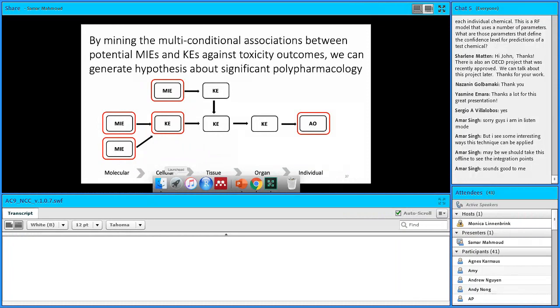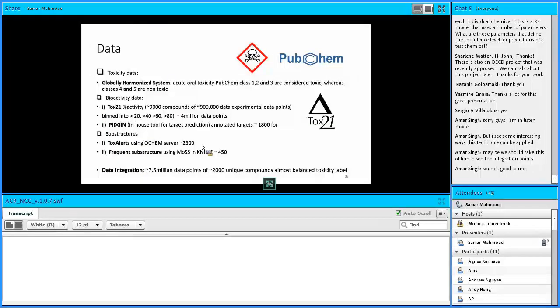event. So in order to capture the multi-conditional associations between molecular initiating events and key events that can trigger acute toxicity in vivo, we need to use methods that would respect the multi-conditional associations, and where we can derive hypotheses between the polypharmacology and the adverse outcome in vivo. And for this, we've used data for the acute toxicity using the GHS system, the Globally Harmonized System for acute toxicity, where we considered the GHS classes 1, 2, and 3 to be toxic for this study, whereas we hypothesized that classes 4 and 5 are non-toxic.